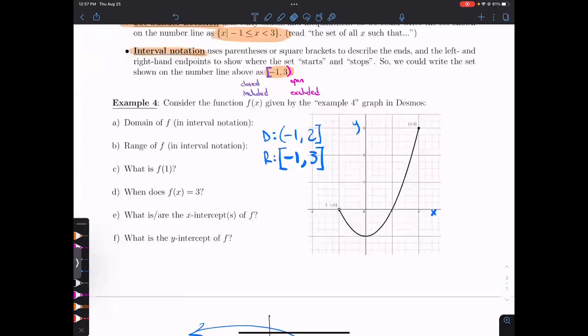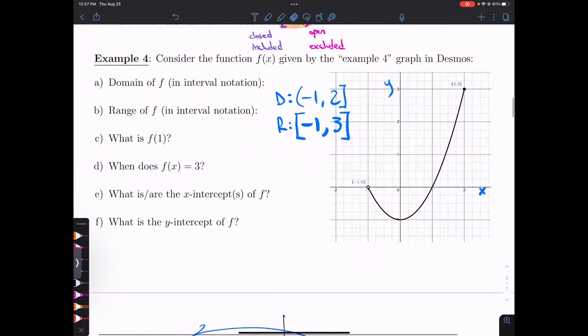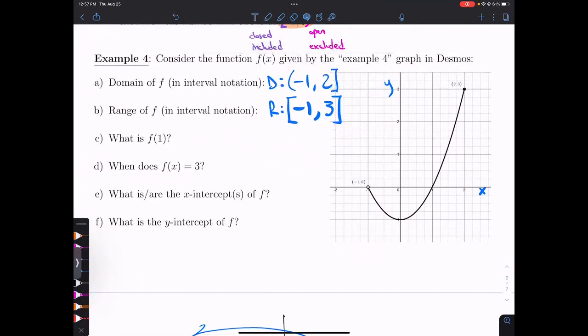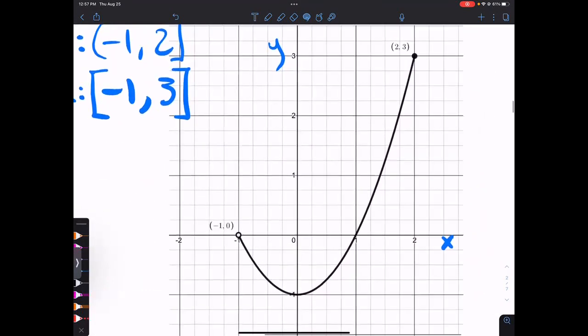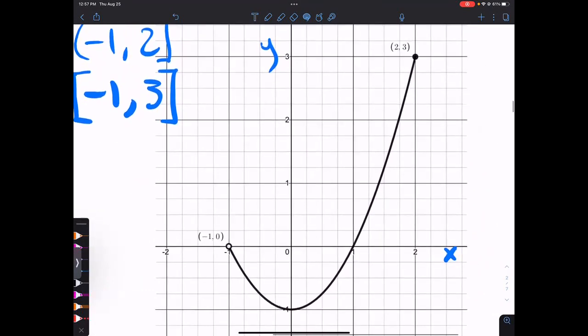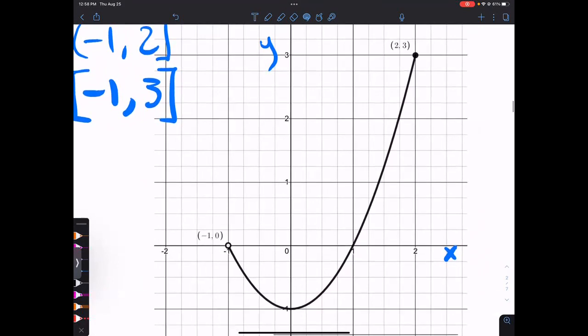Let's see if we can answer some of these other things then. Finding the domain and range is all about figuring out the x and y values that are covered. The rest of these questions: what is f of 1? When does f of x equal 3? What are the x-intercepts? What are the y-intercepts? What are we asking about here? What are we trying to find? Specific points. Yeah, we're just trying to find specific points on the graph.